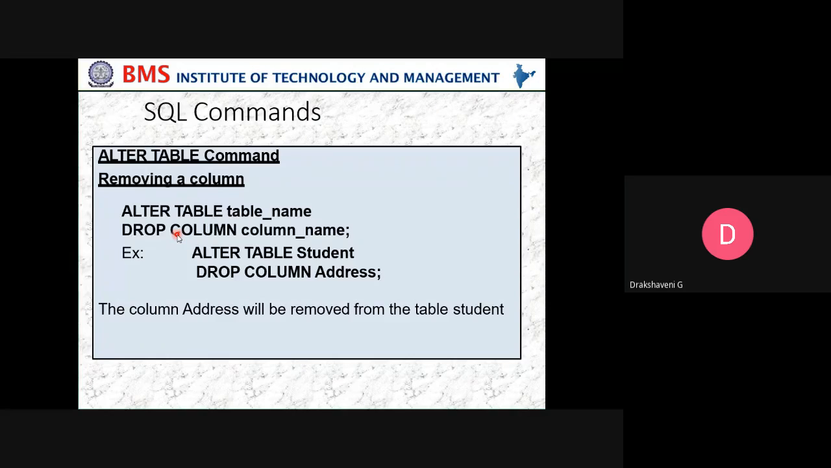Now I want to remove a column. I have added an address column, but I want to remove that. Then ALTER TABLE student DROP COLUMN address. So that's how we can alter the table.